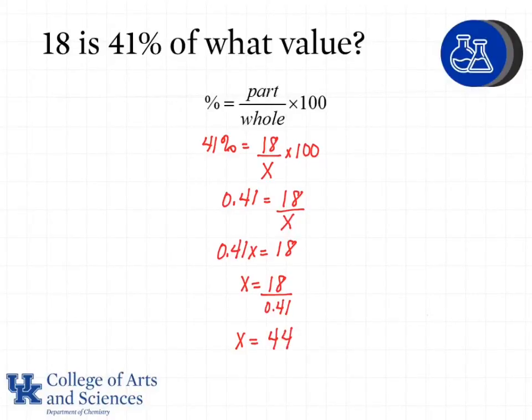And this makes sense. If 18 is only part of a larger number, our answer x for the whole must be a larger number than 18.